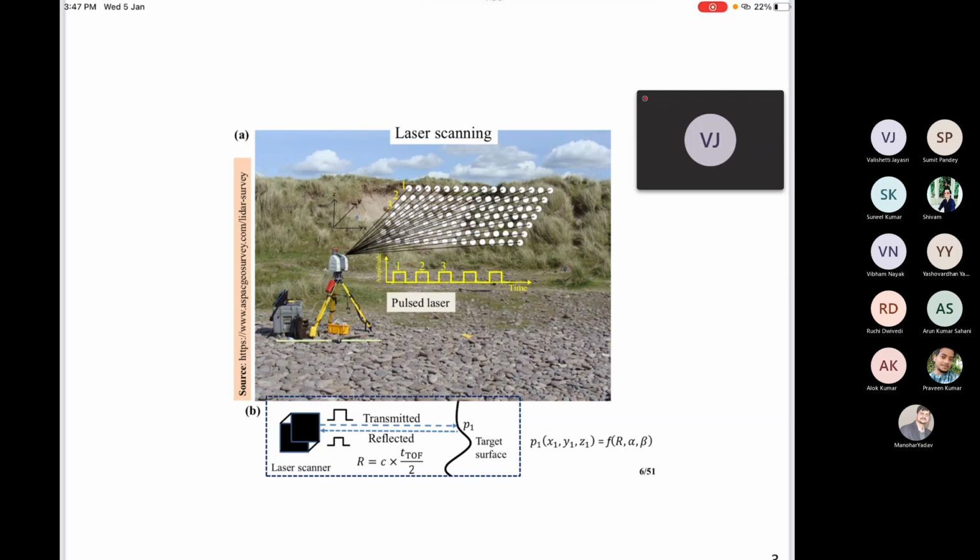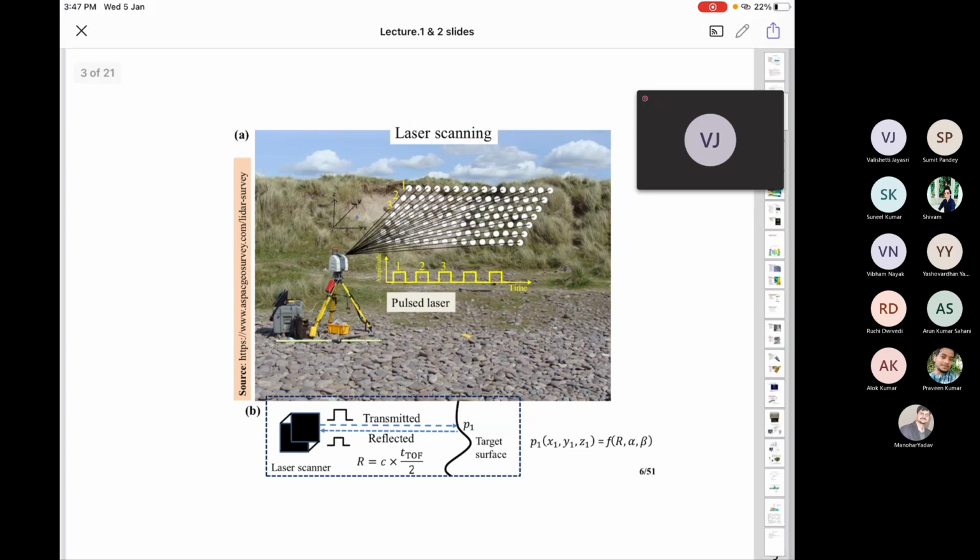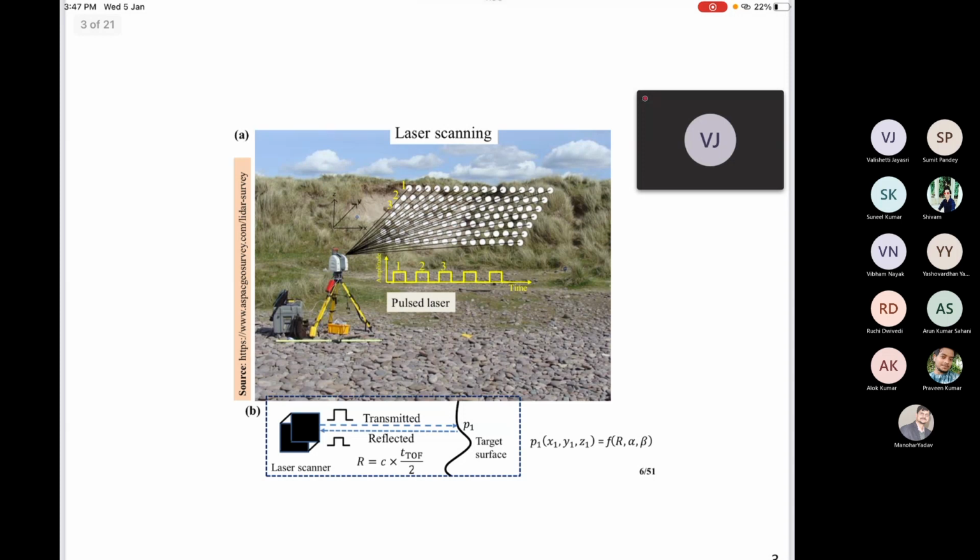So at a particular time T1, a laser beam is fired. That is a laser pulse. It travels in a straight line, hitting the target point P1. You need to focus on figure B. After hitting the target point P1, it follows the same path, traverses back, and is received at the receiver.